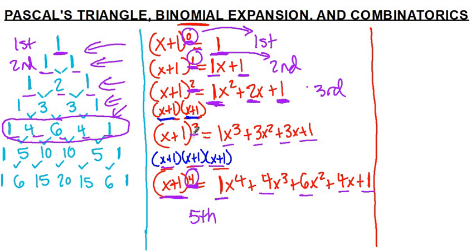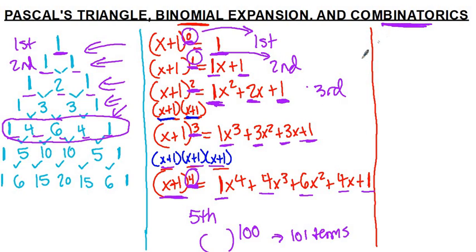So the pattern is whatever power you're raising to, the number of terms you get out is 1 greater than that. If I were raising to the 100th power, I would end up with 101 terms. That would be the 101st row of Pascal's triangle. Okay, those are the first 2 topics.